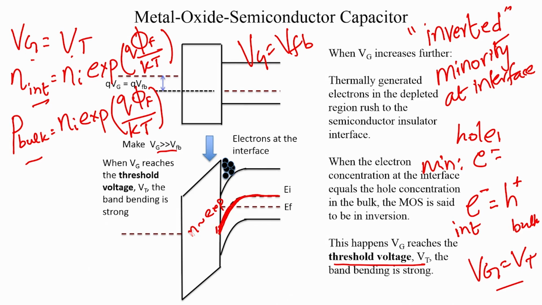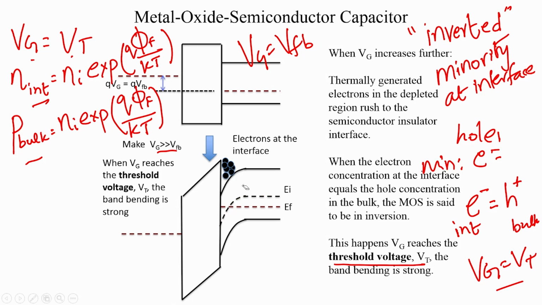And therefore, after inversion or after threshold or after strong inversion, you could say that the bands are almost pinned. Okay. So, they are almost pinned at this point, they are not going to move too much.